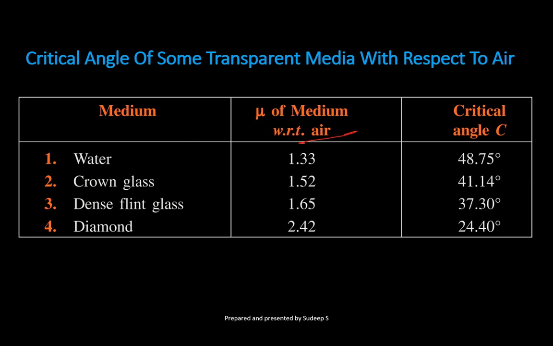Diamond is 2.42 refractive index and its critical angle is 24.40 degrees. Okay, so usually if a question comes, these are some specific values of critical angle that you can remember.